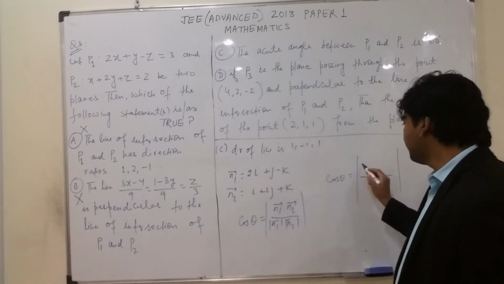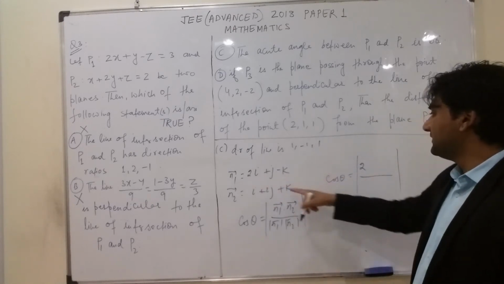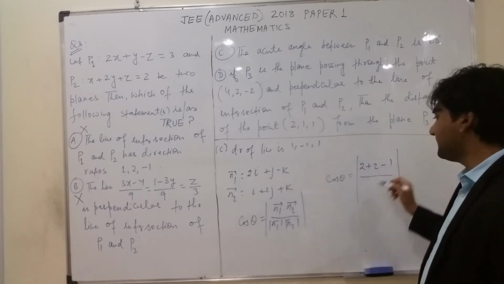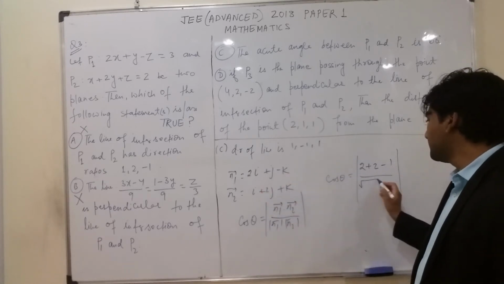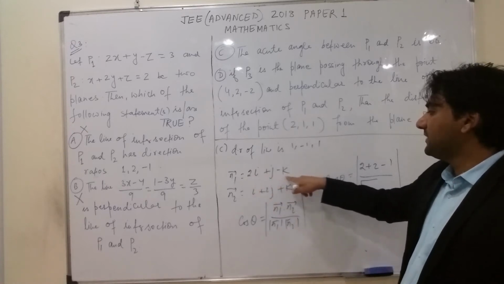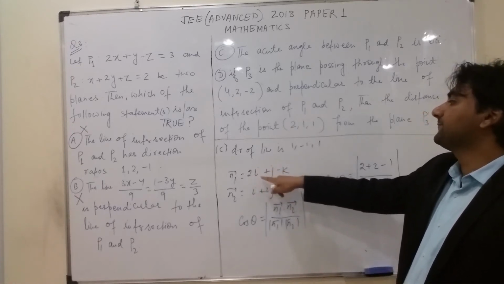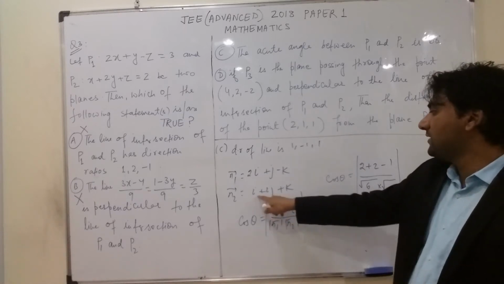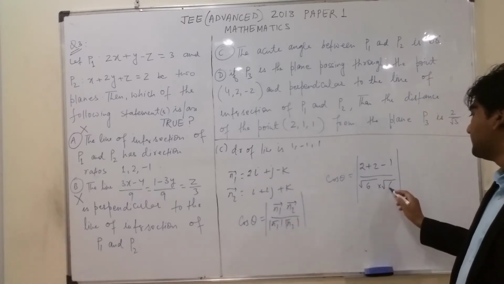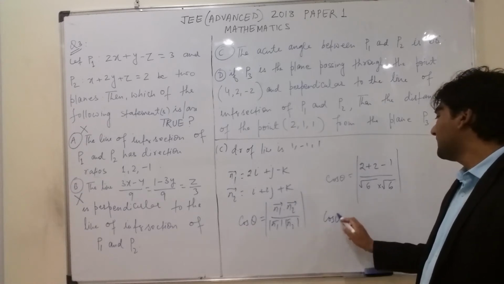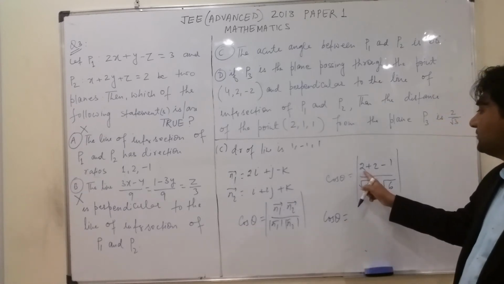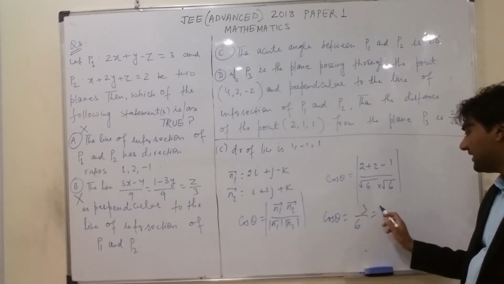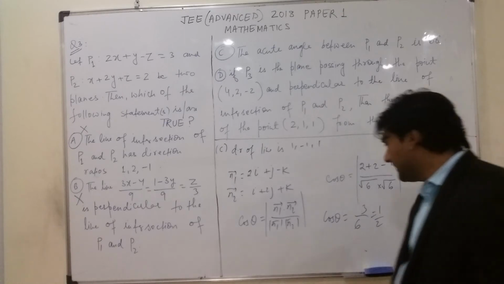It means this is 2, this is 1, this is 1 times 2, that is again 2, and this is minus 1 times 1, that is minus 1, and this is root of 2 squared plus 1 plus 1, so that is 4, 5, 6, that is root 6. Then again 1, 4, 1, that is root 6. So cos theta, I got 2 plus 2, 4, 4 minus 1 is 3, 3 over 6, that is half. So I got cos theta half.